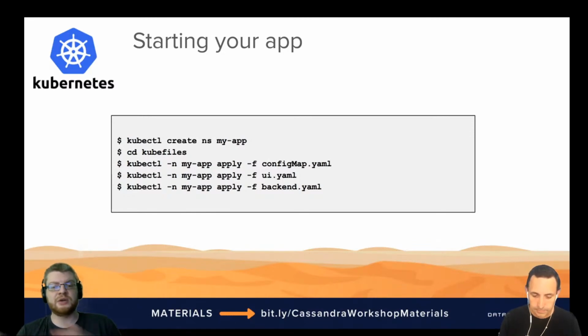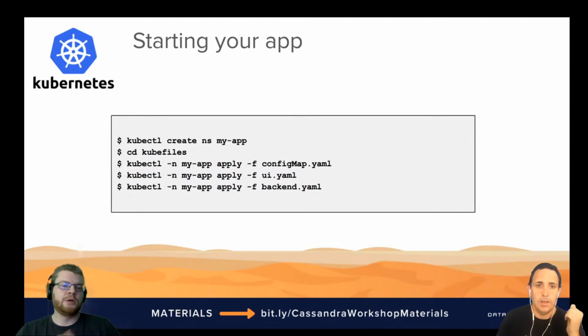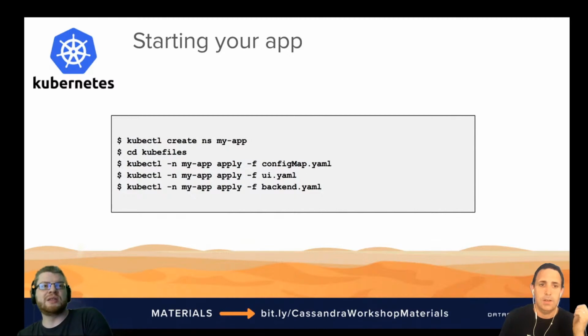It's the kubectl create ns, or namespace, my app. And then you'll notice all of our following commands where we're applying these YAMLs, we're doing that -n my app. That's saying, use this namespace and apply that, the config map.yaml, the UI, and the backend.yamls. We're just going to apply them in that namespace, and Kubernetes knows what to do with them.